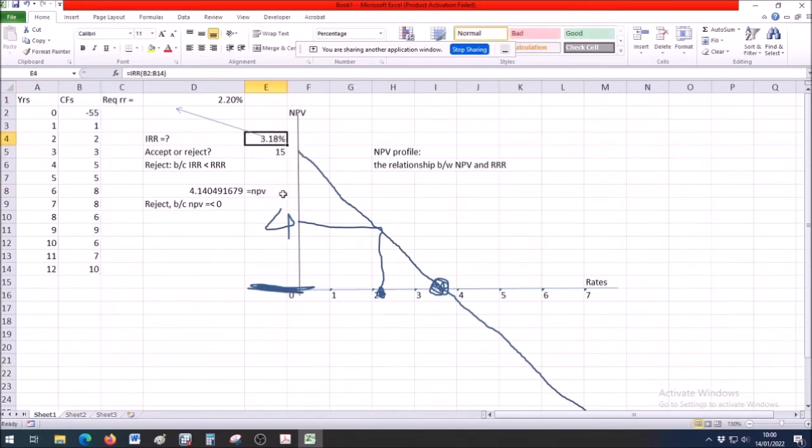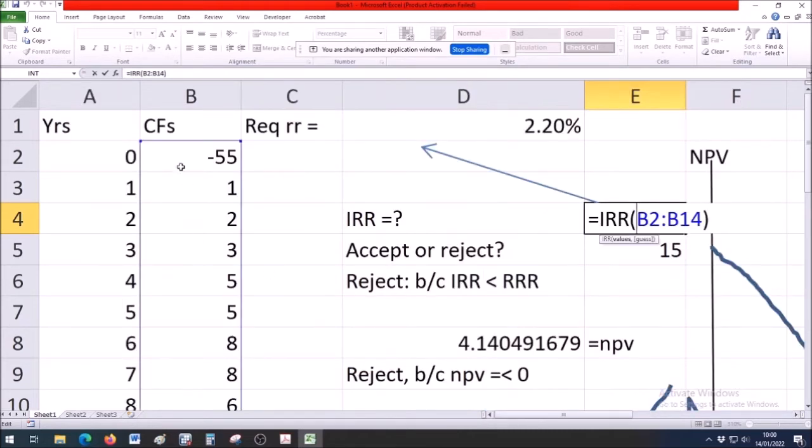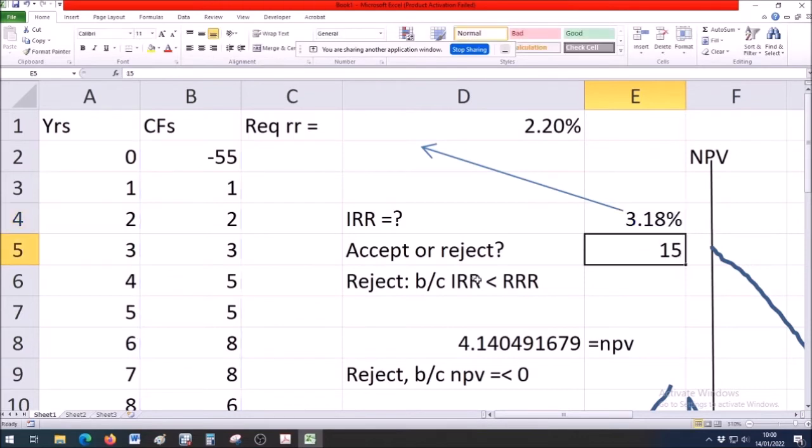Let's zoom in a little so you can see calculations of IRR. Just hit equals, type IRR, open the brackets, and put all the numbers there starting from the very original cash flow, which is let's say the costs, up to everything. Hit enter. That's all. Very, very easy.